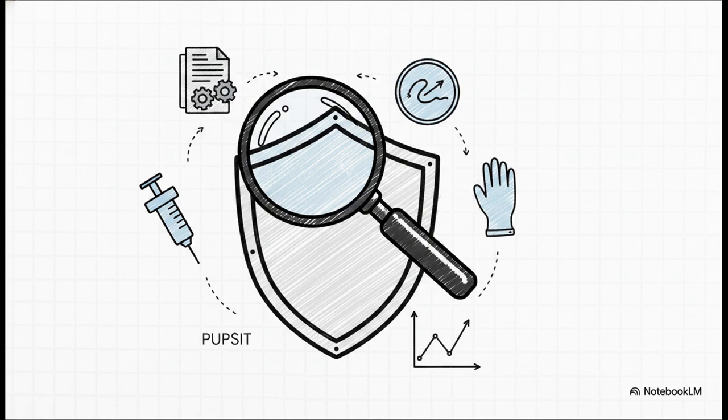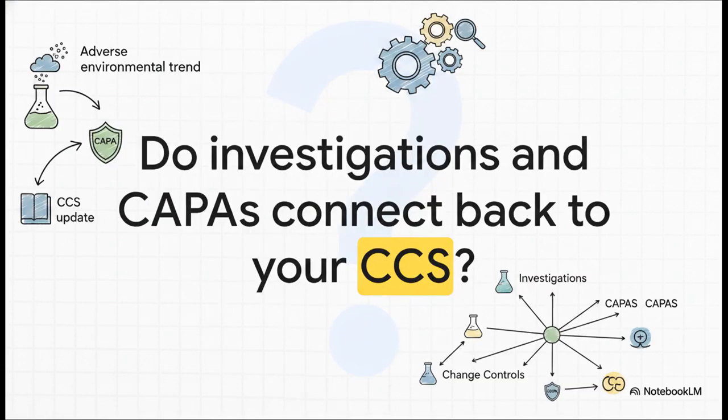They'll heavily scrutinize your media fill design and results, your PUPSIT rationale, meaning your pre-use, post-sterilization integrity testing, as well as your gowning qualifications, and of course, your environmental monitoring trends. They're specifically hunting for weaknesses in your armor. The inspectors are going to cross-reference your systems. They'll ask, do your investigations, your CAPAs, and your change controls logically connect back to your contamination control strategy?